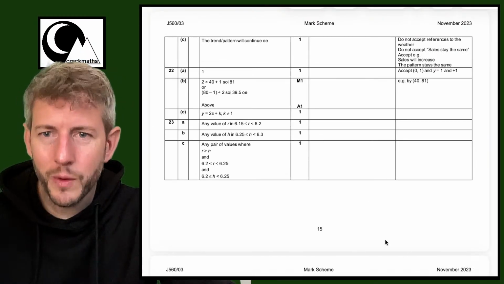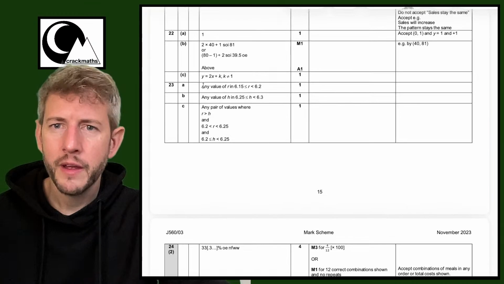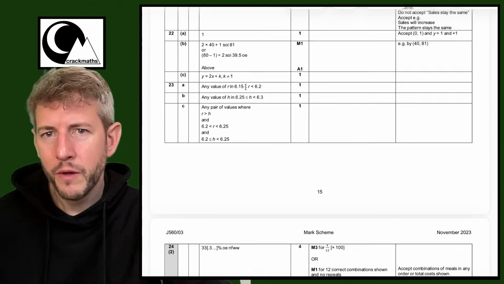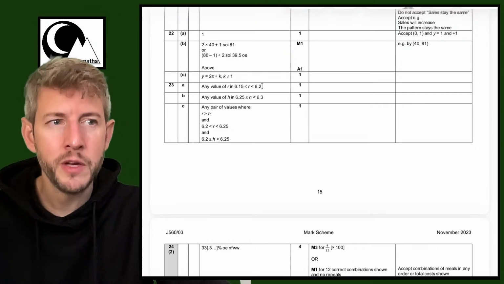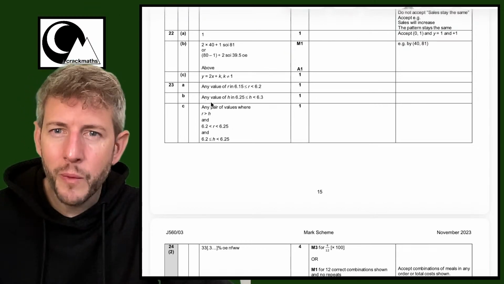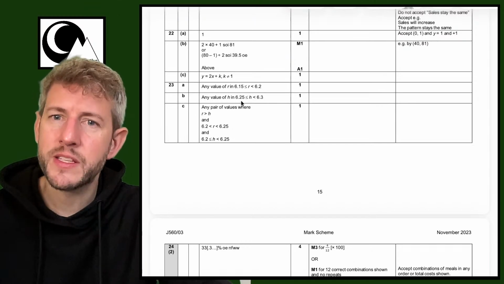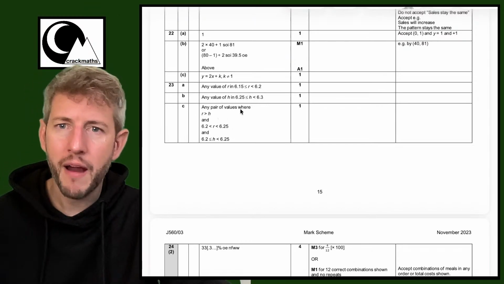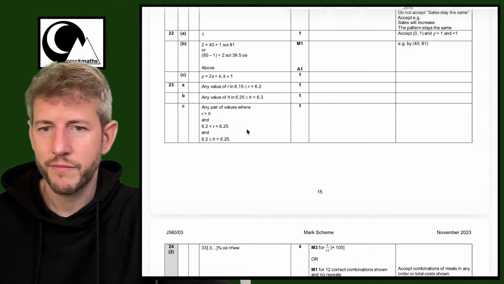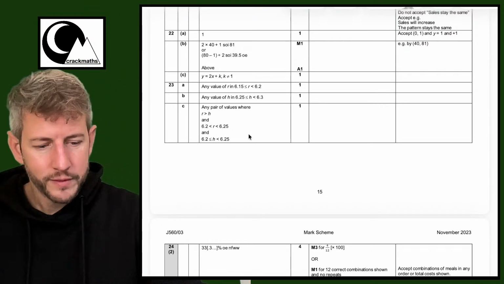Right, let's have a look at that there. That was a funny old question. Okay, so here we go. Any value where r is greater than 6.15 but less than 6.2. Wonderful. Any value where h is greater than 6.25 and less than 6.3. Wonderful. Any pair of values where this is true. Yeah, that's all fine.